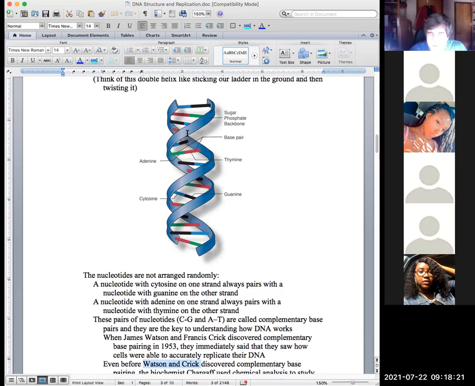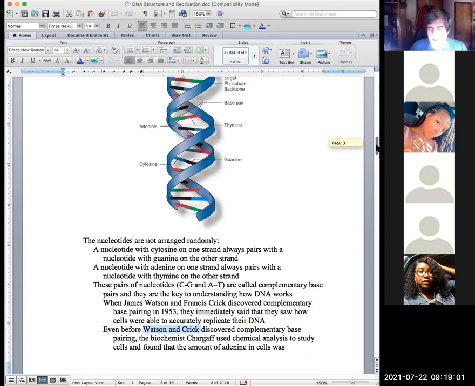Well, it turned out when they were playing with their big metal tinker toys, what they discovered was even though all four of the nitrogenous bases are different sizes, an A paired with a T, and a C paired with a G are the same size. So the individual nucleotides aren't the same size, but the pairs are the same size. And this was really the aha moment that helped Watson and Crick discover the importance of complementary base pairing.